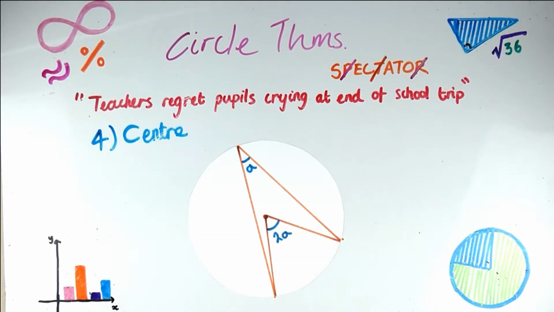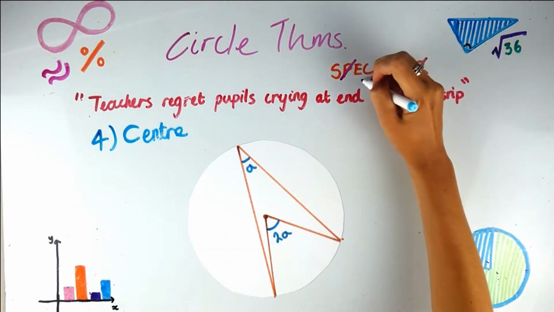Looks like kind of a funky shape. That one comes up a lot. Try and remember that one. So that one stands for centre. Okay, so let's cross that off. That's the C in SPECTATOR.